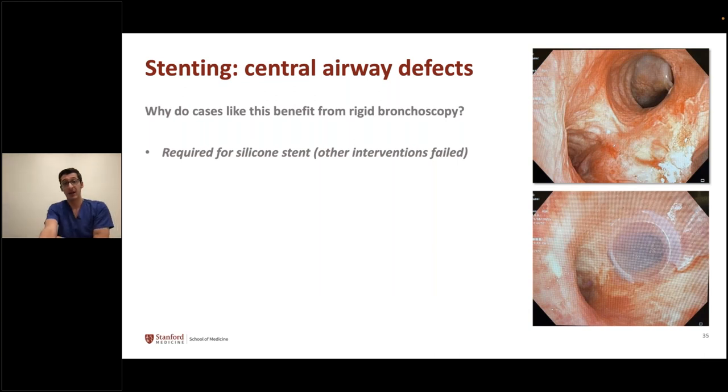So why do cases like this benefit from rigid bronchoscopy? I really think there's just one factor, but it's an important factor, which is that it's required for silicone stent placement. And these are patients in whom other interventions were unsuccessful. So I don't think that we would have been able, at least I wouldn't have been able, to manage it via other means.